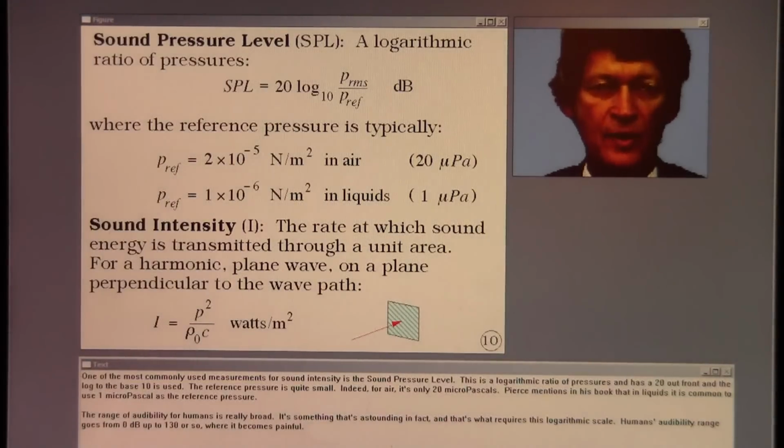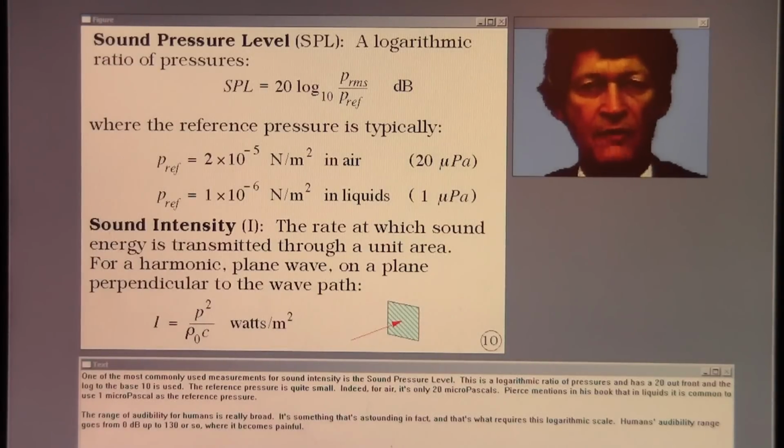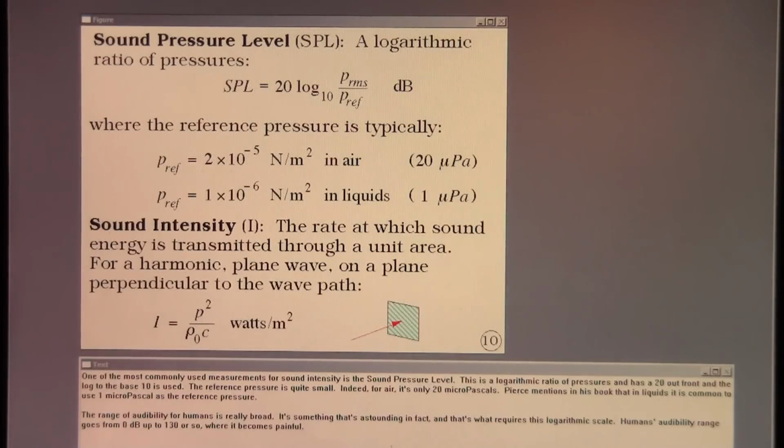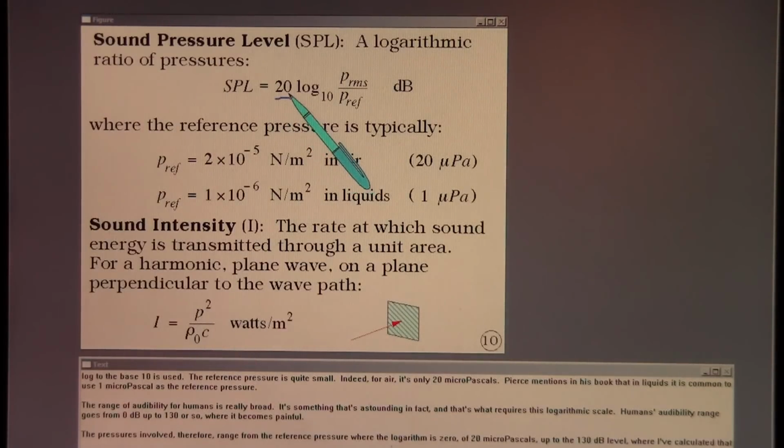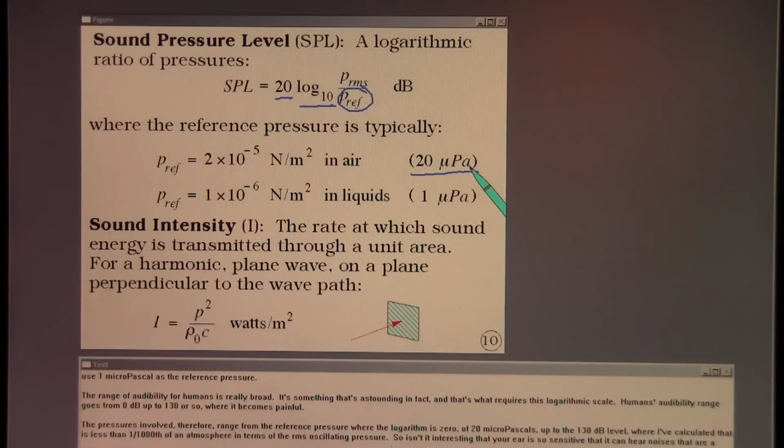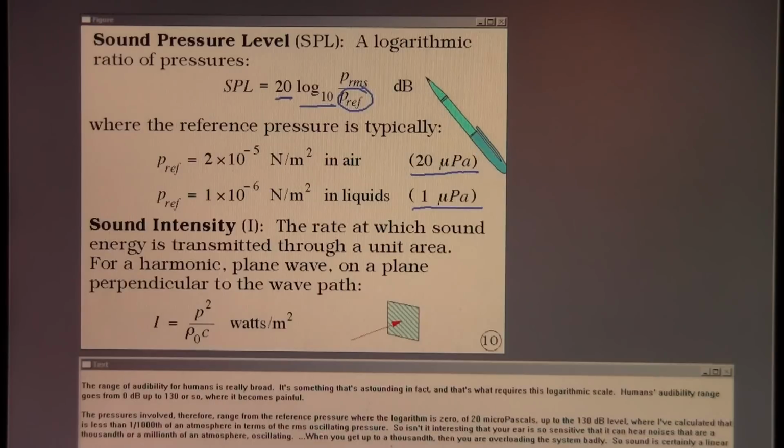One of the most commonly used measurements for sound intensity is the sound pressure level. This is a logarithmic ratio of pressures and has a 20 out front, and the log to the base 10 is used. The reference pressure is quite small. Indeed, for air, it's only 20 micropascals. Pierce mentions in his book that in liquids it's common to use 1 micropascal as the reference pressure. The range of audibility for humans is really broad. It's astounding, in fact, and that's what requires this logarithmic scale. Humans' audibility range goes from 0 decibels up to 130 or so, where it becomes painful.